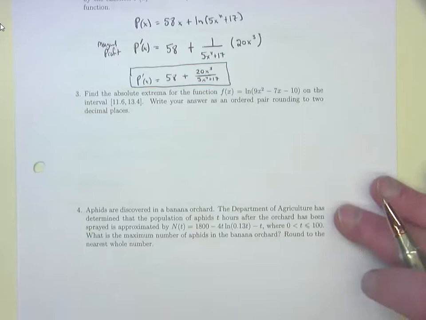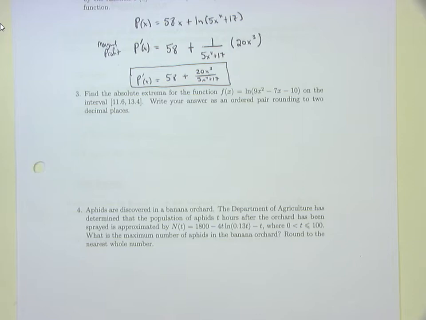Find, here comes some famous last words you've seen before. Find the absolute extrema for the function f of x equals the natural log of 9x squared minus 7x minus 10 on the interval between, oh, lovely, 11.6 and 13.4. Write your answer as an ordered pair rounded to two decimal places.